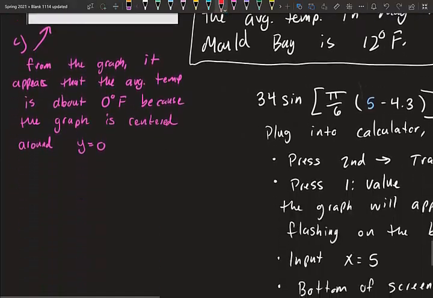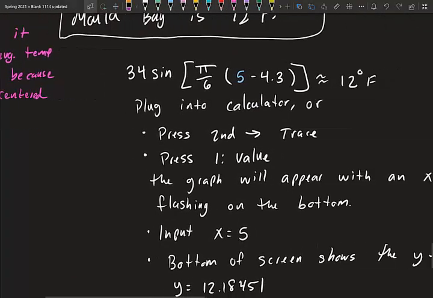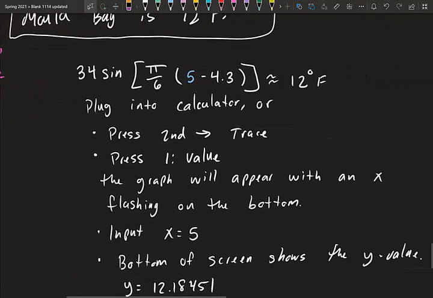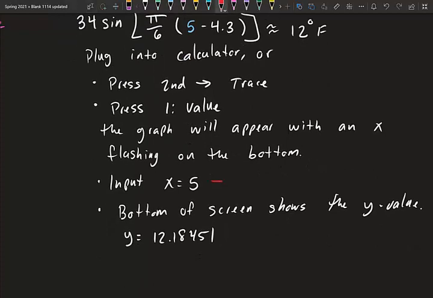And then you're going to press second trace, press 1 for the value. The graph will appear with an x flashing at the bottom. Input x is 5. Press enter. And then at the bottom of the screen, it'll show you your y value. Now you can do this with anything. If you want to plug x into anything, you can do this.